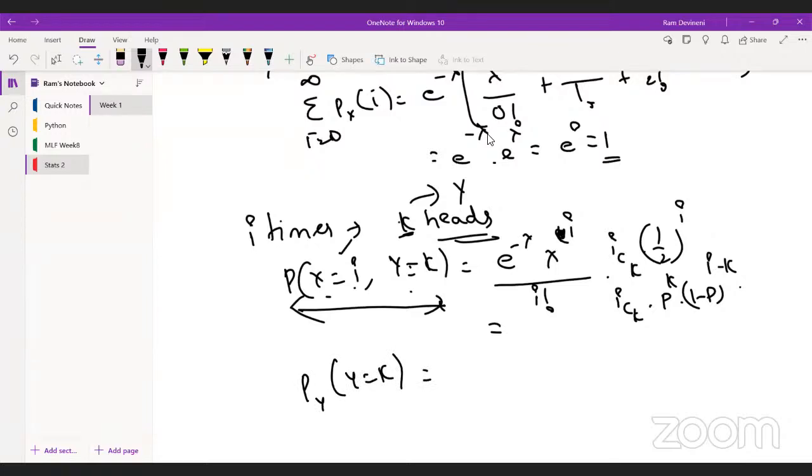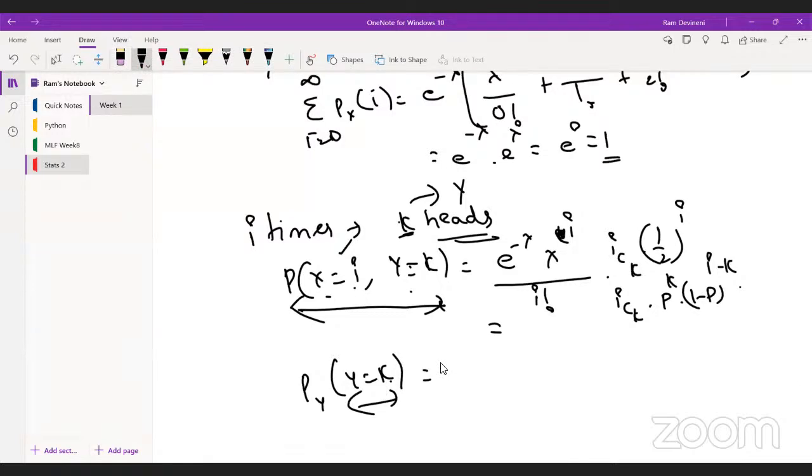That's not very straightforward, because for K heads to happen, obviously the minimum number of tosses should be K. From K it could go to infinity also, right? Minimum is K. Yeah, minimum is K.